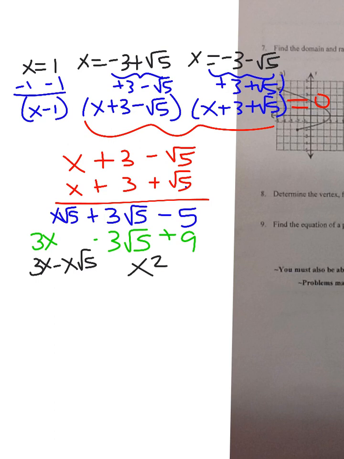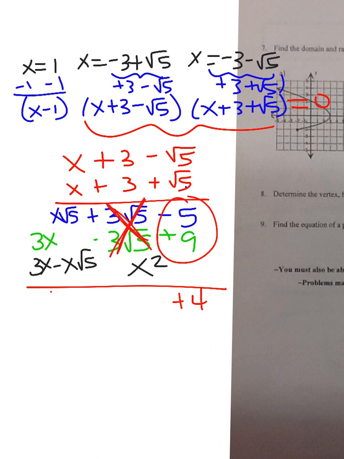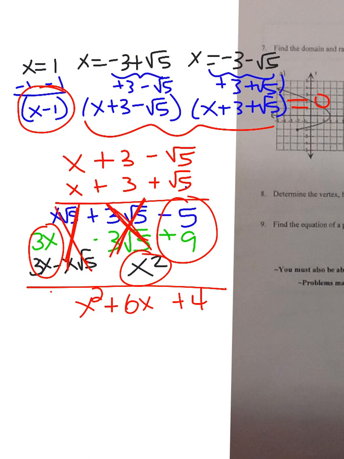Okay, so now let's add straight down. I have positive 4. These here cancel. 3x and 3x is 6x, and then I have the x squared here. Now I need to multiply that by this binomial, so now I'm going to multiply by x minus 1.